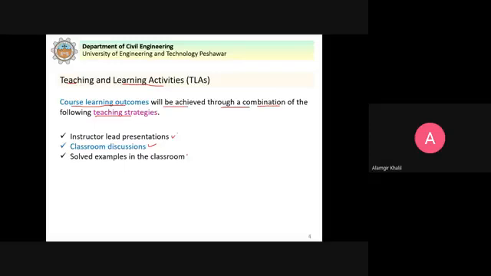We will study different topics that will involve practical problems, numerical problems. So we will solve examples in the class to determine how to apply the theory. Then there will be quizzes to evaluate how much you are learning from the instructor presentations and classroom discussions and examples that are solved in the class.